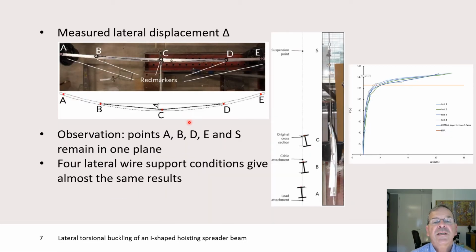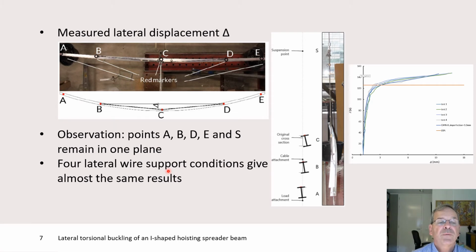We measured the displacement delta, which is the relative displacement of point C to the points B and D. We could do this during the test by applying markers and taking photos. And this delta then goes on the horizontal axis in the load displacement graph, on the vertical axis the force. And the lines of the 4 different tests are pretty close, as you can see. So they almost give the same results regardless of the support conditions by the wires.